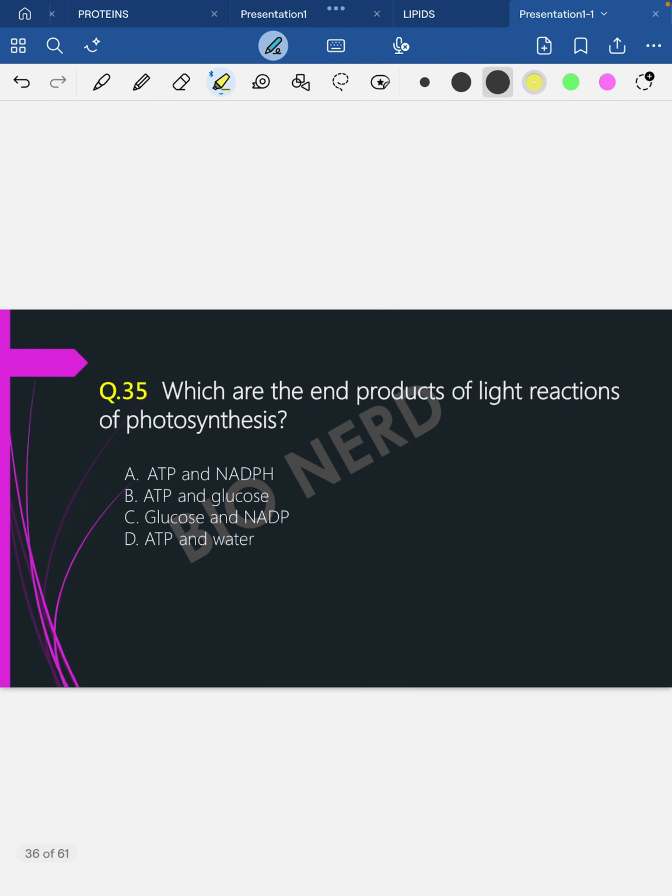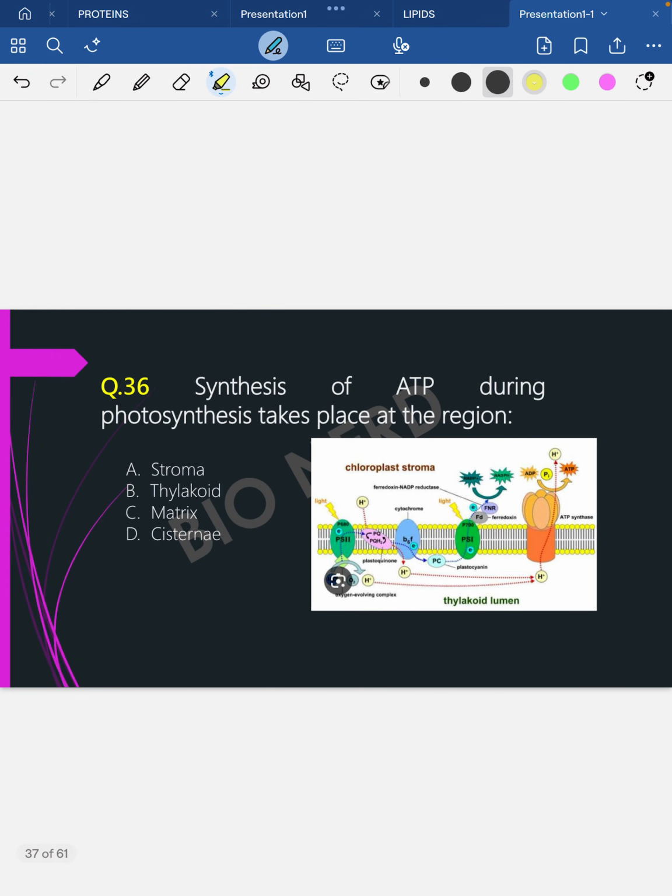Okay, 35. Which are the end products of light reaction? Same as I've already discussed, ATP and NADPH. These are the two products which are formed during the light reaction and they are later used in the dark reaction. Okay. 36. Synthesis of ATP during photosynthesis takes place at the region.